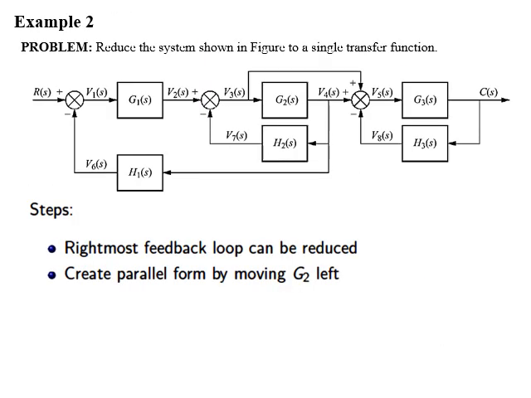Dear students, in the second example, we have to find the equivalent transfer function of the system in the given figure. The system consists of various subsystems and we have to find the equivalent transfer function. For system reduction, we mostly use series form, parallel form and feedback form.